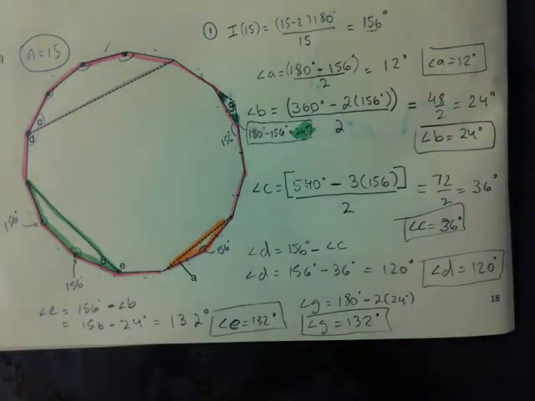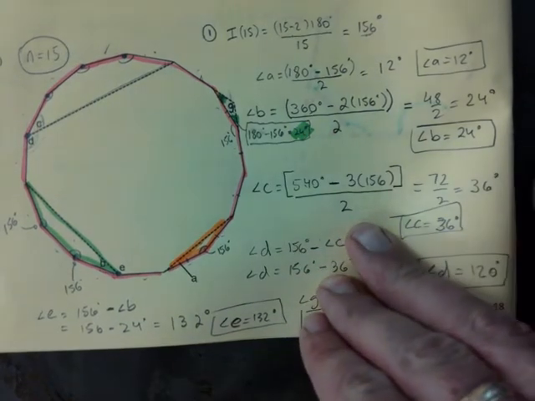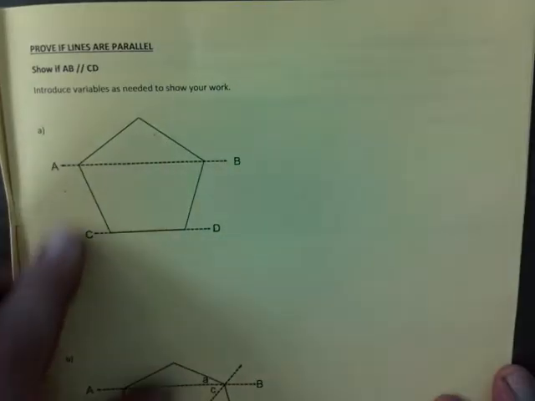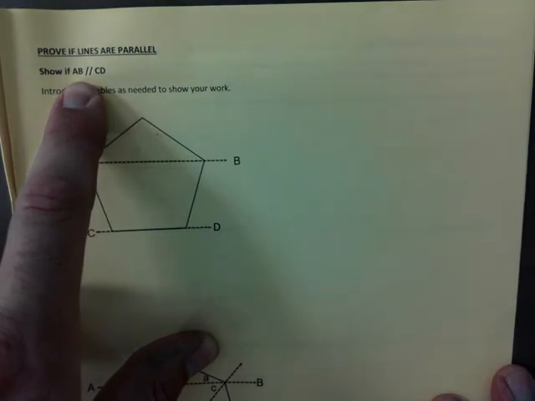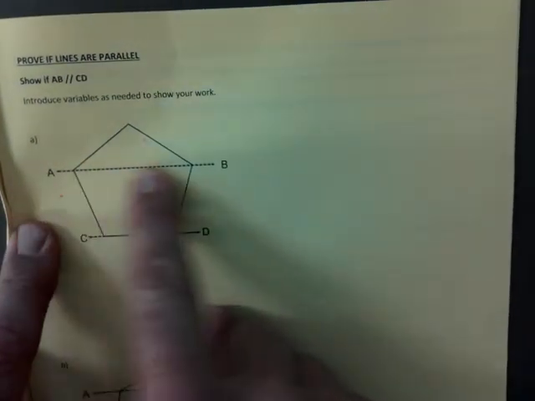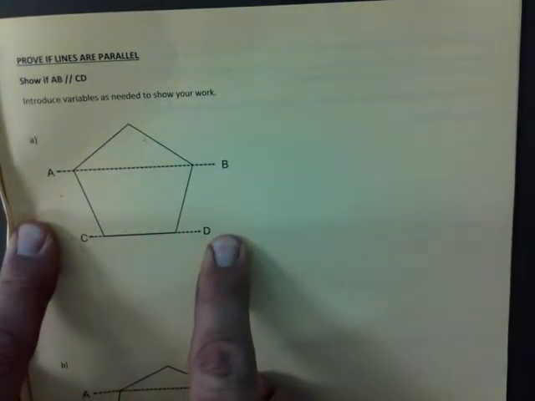If you want to try, we're going to do more of this in the lesson that's following. So I'm just going to leave it in the same video, but let's keep going here to page 19. So we're going to apply what we've learned, but now we're going to show if AB is parallel to CD. So if this line is indeed parallel to that one.